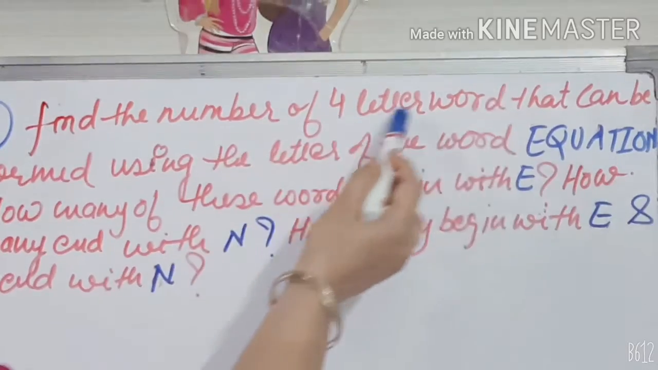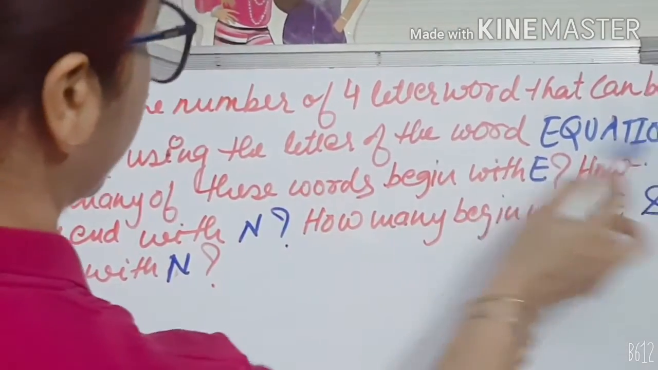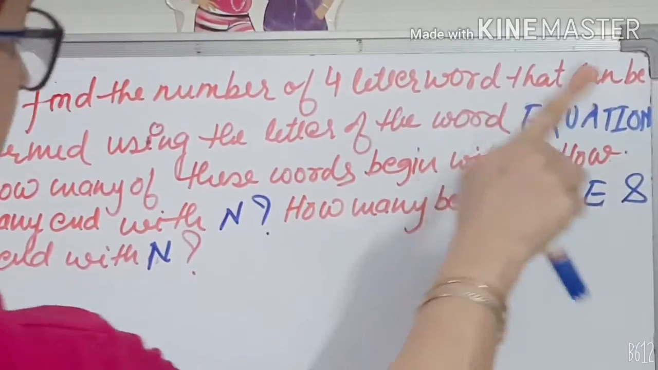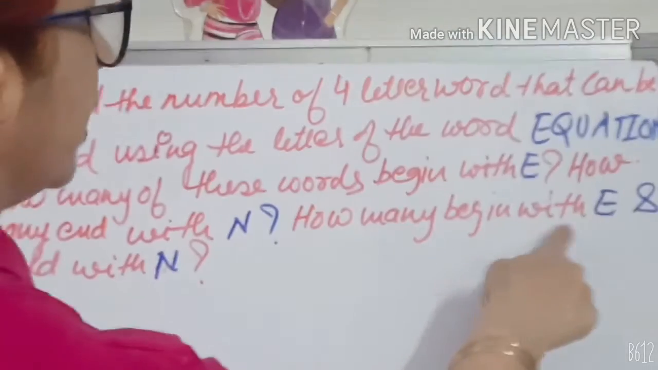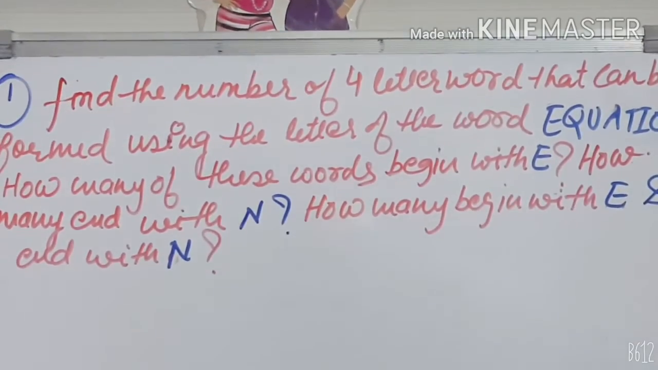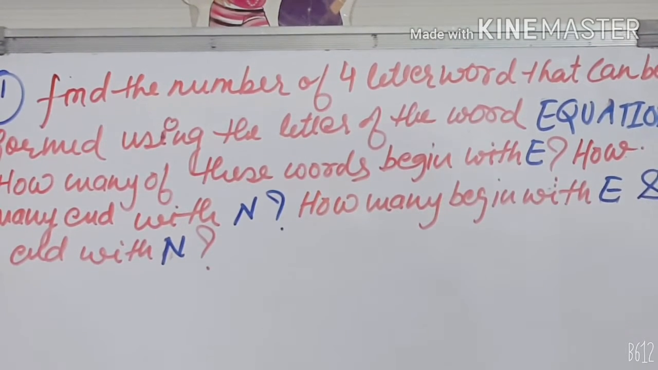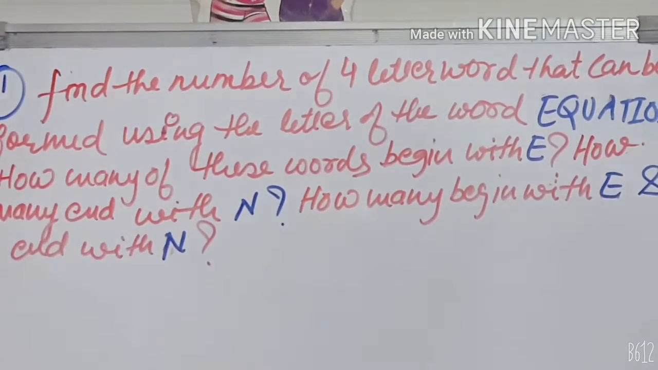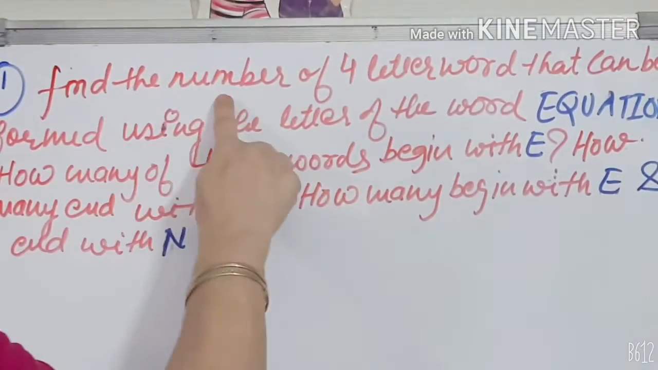Find the number of 4-letter words that can be formed using the letters of the word EQUATION. How many of these words begin with E? This is the first one. How many end with N? How many begin with E and end with N? If we see the question, in permutation and combination, the questions will be big, but the answer will be very small. But we need to understand every word.